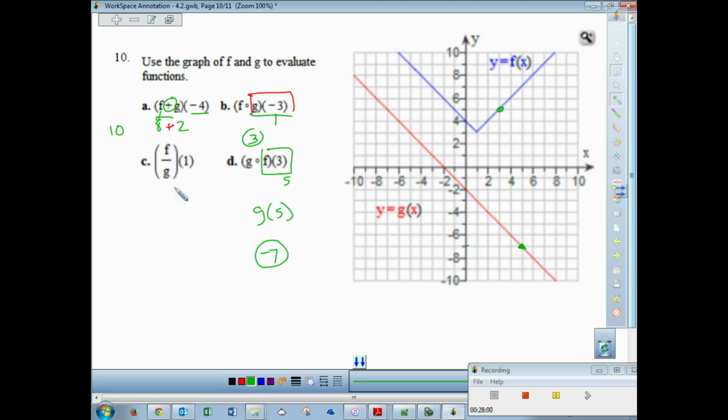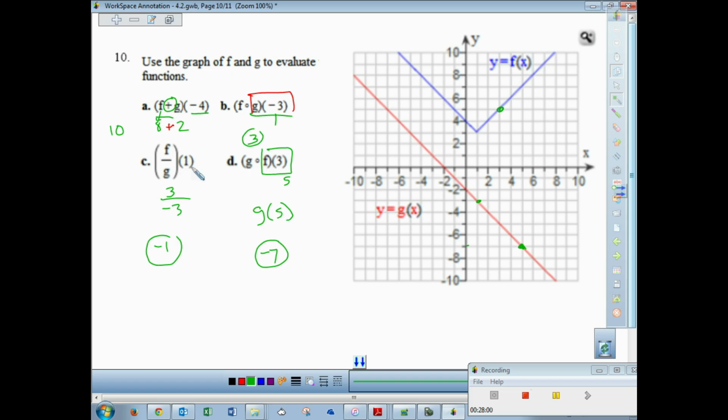Part C, not a composite. Plain old operation. Find f of 1. What's f of 1? F is the blue guy. What's f of 1 again? 3. Divide it by g of 1. G of 1 is -3. Y'all cool with that? And then 3 divided by -3 is -1.